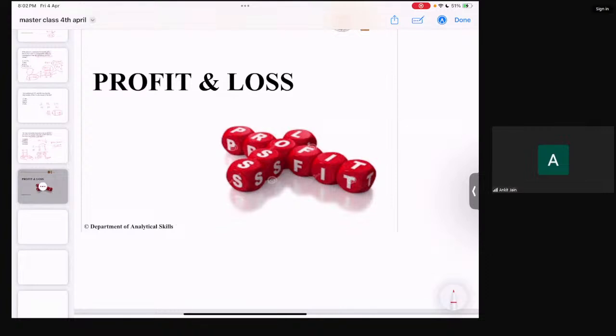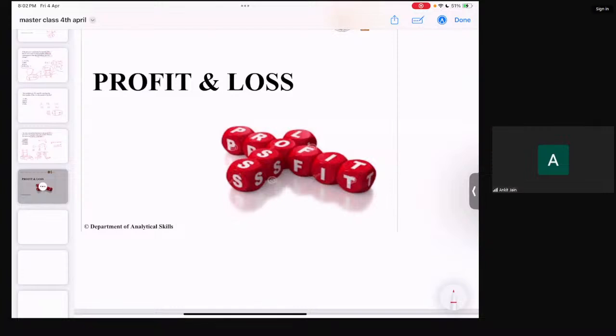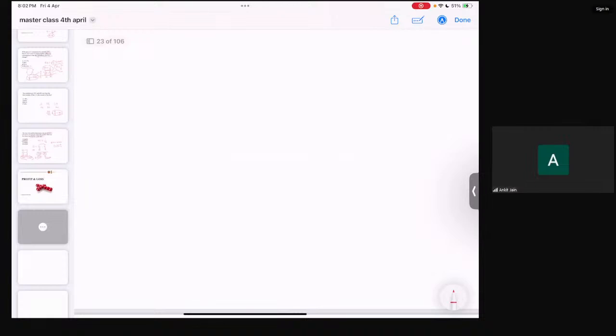Now you know percentage. See, the problems related to profit and loss will become very easy for you guys. So in profit and loss, there are three, four terminologies that we use. First one is the cost price, then selling price, and then mark price. You know the difference. So what is cost price? Any one of you can answer.